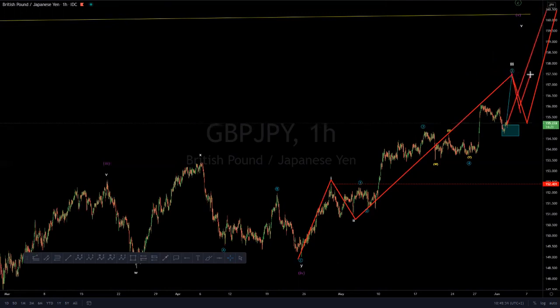Even though we're expecting a pullback here, I'm going to show you something: this wave 3 here, it's possible that it might even be here. We might be having this wave 3 here, only to find out that what is happening here is a wave 4 in the sub-minute degree.